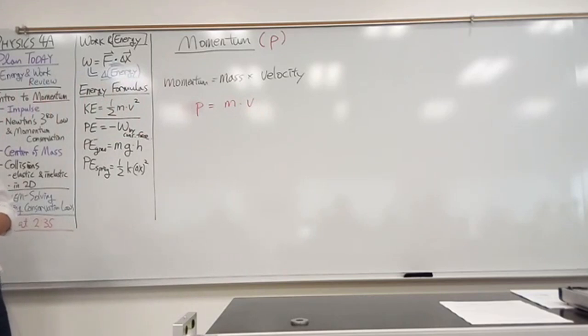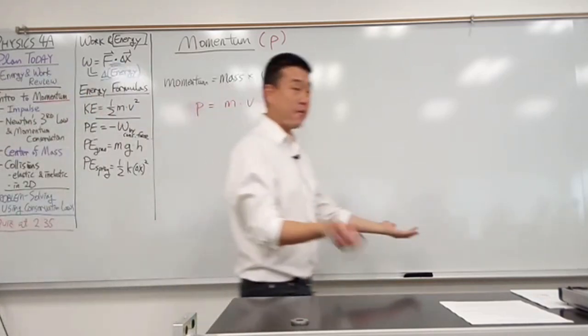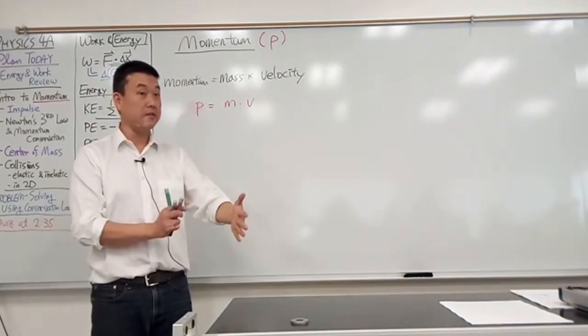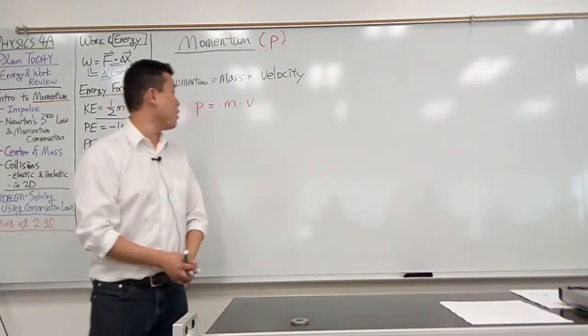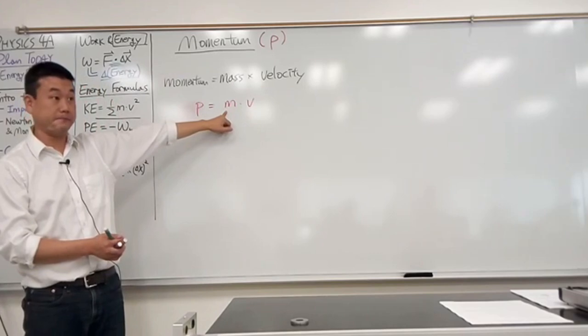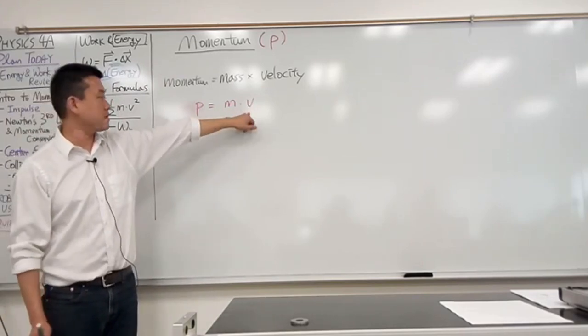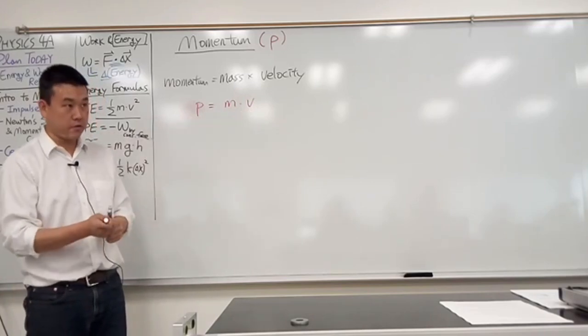I want to touch on something that I should touch on now. What kind of quantities are mass and velocity? Whenever I ask that question, it's a question of is it a vector or scalar? If it's a vector, then I care about the direction. If it's a scalar, then I don't care about direction. So mass, what kind of quantity is it? It's a scalar. Mass doesn't have a direction. What kind of quantity is velocity? It's a vector. Velocity has a direction.